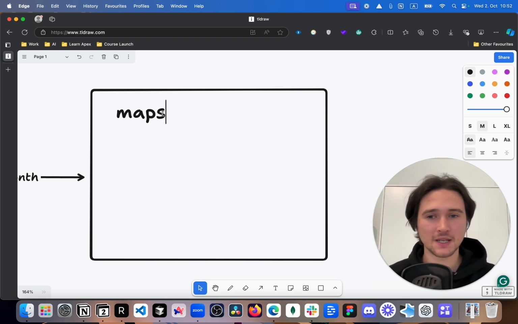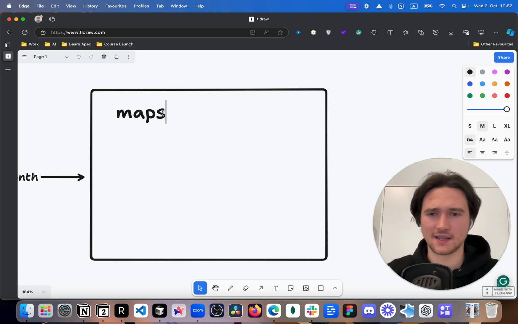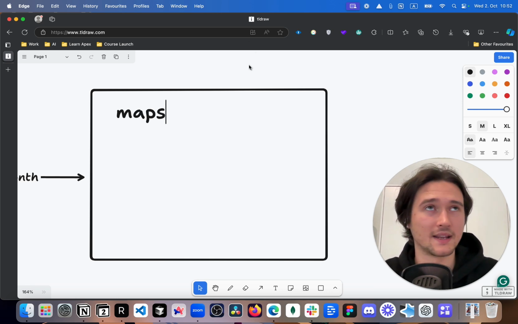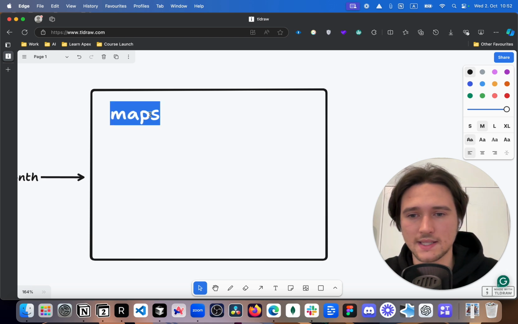But the map in itself, when you're learning it in the first couple of months, is a super easy thing. I think we spent like one lesson on it, which is already a lot, but it's still not a crazy amount.